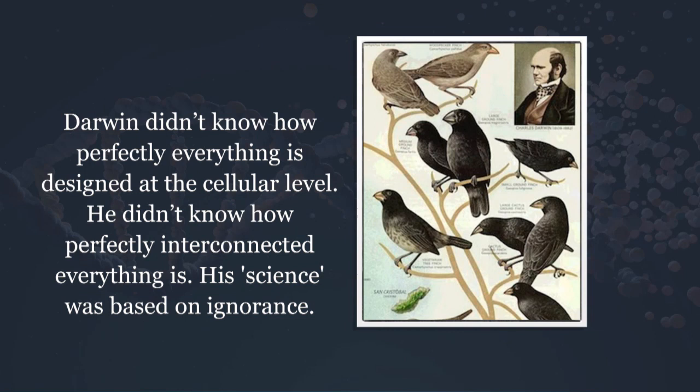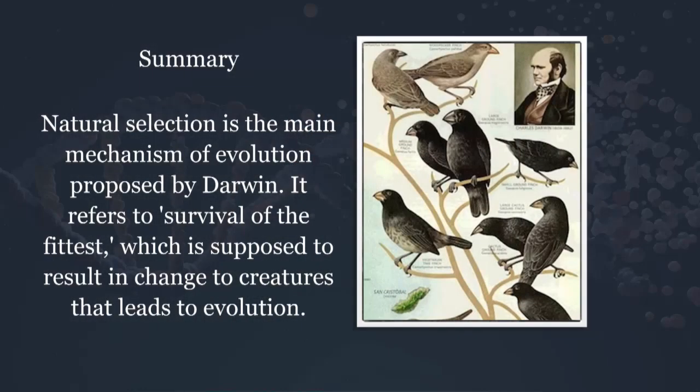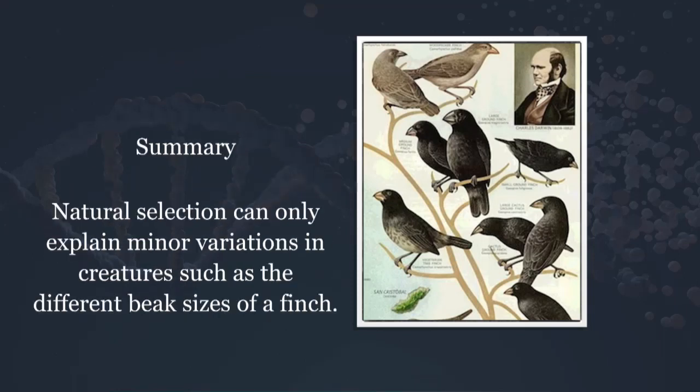And just to wrap this all up, Darwin didn't know about all of this perfect design. He didn't know how perfectly interconnected everything is. And so his so-called science is based on ignorance. It's been shown that now that evolution is not science. So to summarize, we've made 4 points about natural selection. Number one, natural selection is the main mechanism of evolution proposed by Darwin, referring to survival of the fittest, which is supposed to result in change to creatures that leads to evolution, but it can only explain minor variations in creatures, like the different beak sizes of a finch.